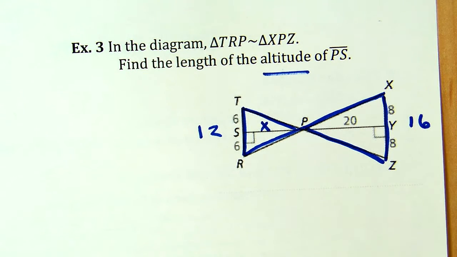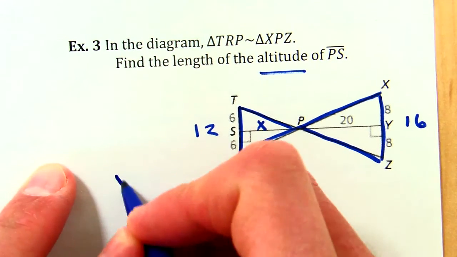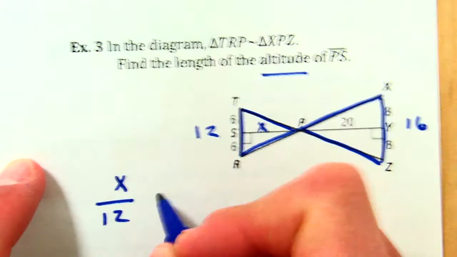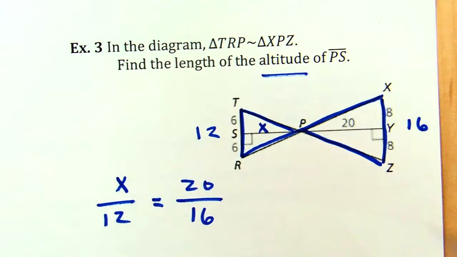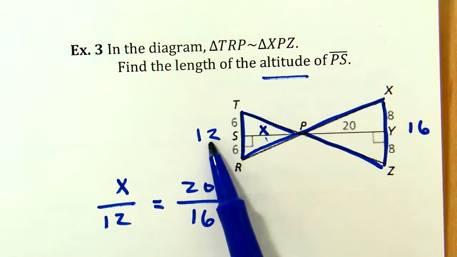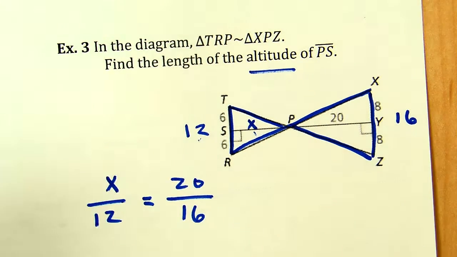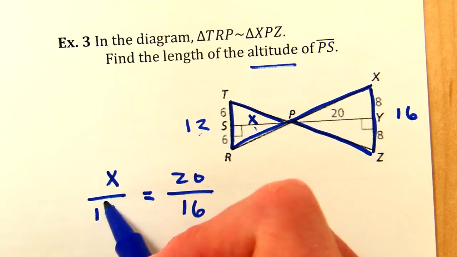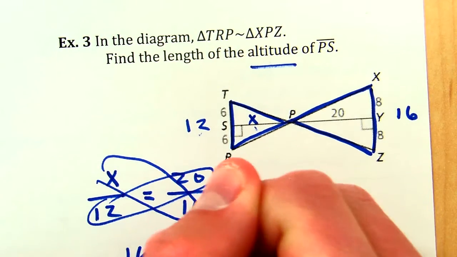with bottom sides. Okay, so in this case, I'll say altitude over base, x over 12, has to be equal to altitude over base over here, which is 20 over 16. So I'm trying to stay consistent by saying altitude over base in this triangle has to be equal to altitude over base in this triangle. So this is the proportion that I have. And now when I cross multiply, I'll do 12 times 20 and set it equal to 16 times x.